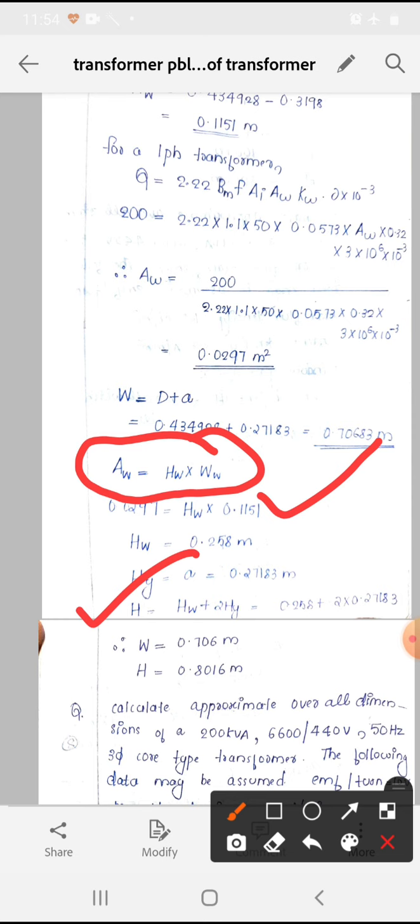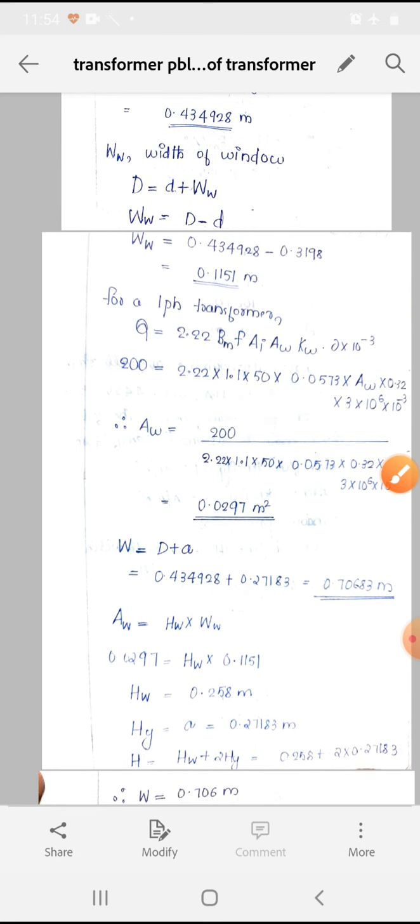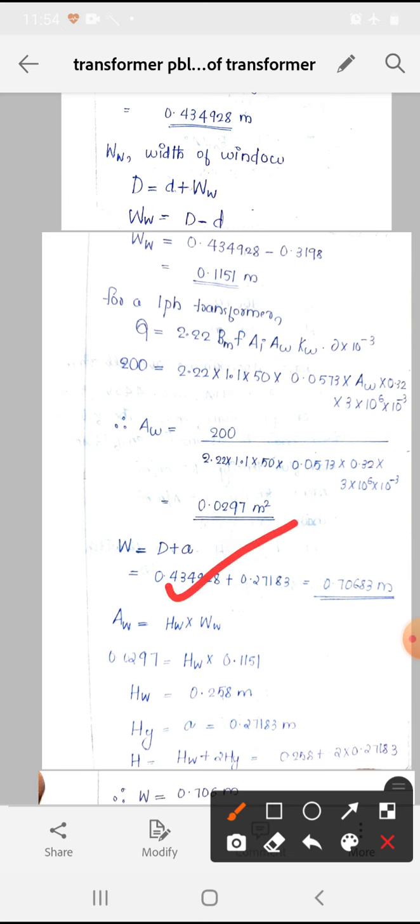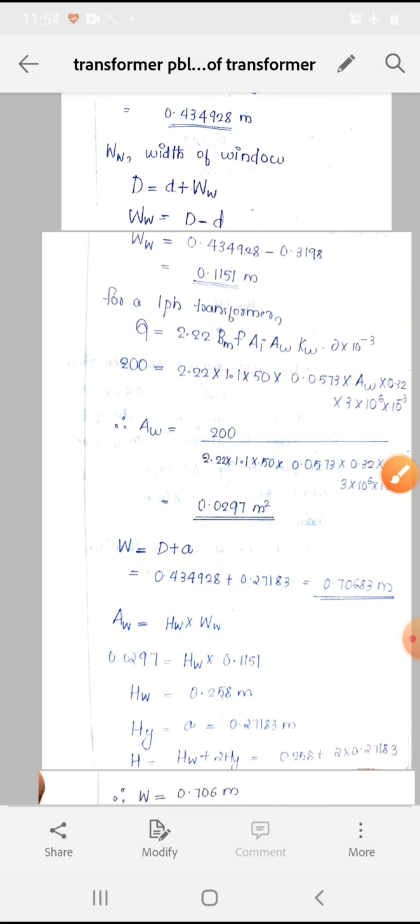So the overall dimensions are: capital H, height of the transformer, is 0.8016, and width of the transformer is 0.706, and we also found the distance between the cores, capital D, as 0.43492. So this is a basic problem to learn the transformer problem, and with the 8 steps we learned in the previous class, it is easy for us to solve the problems on transformer.